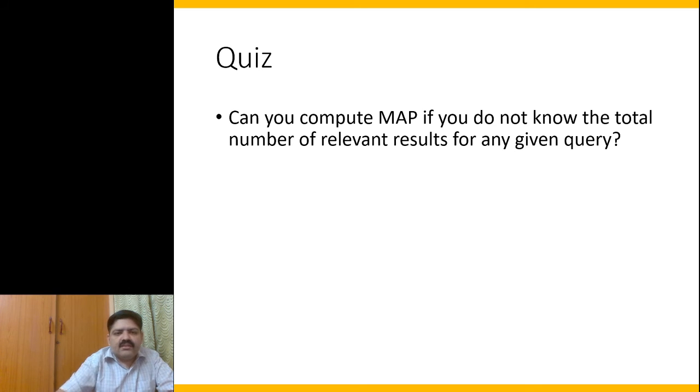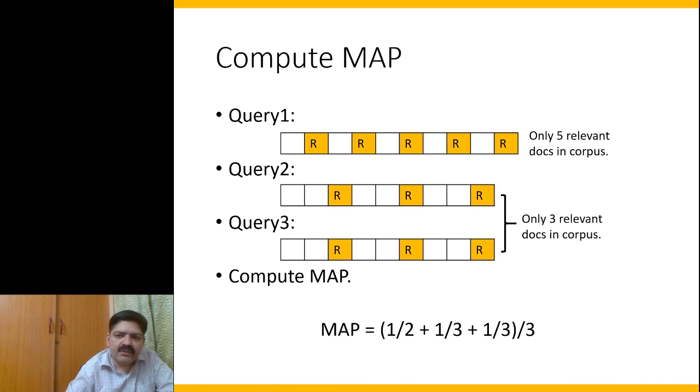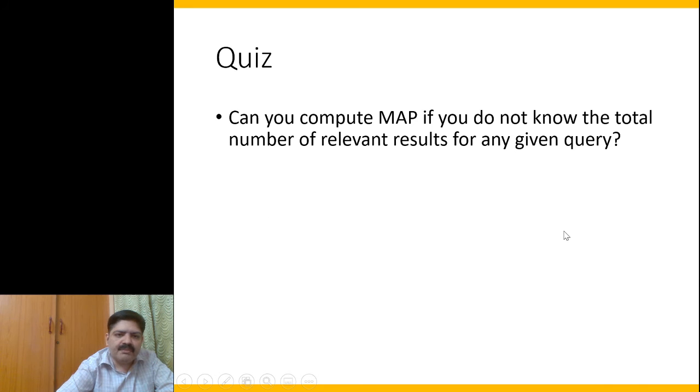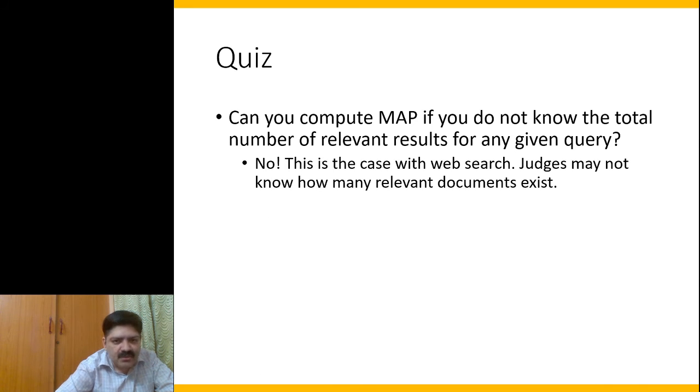Now consider this question. Can you compute MAP if you do not know the total number of relevant results for any given query? So if this information is missing, would you be able to compute MAP? The answer is no. And this is the problem with web search. Judges actually do not know how many relevant documents exist because the corpus is just too huge.